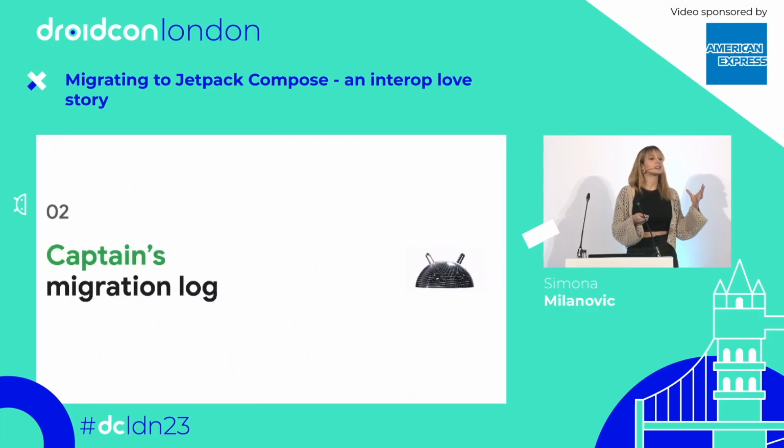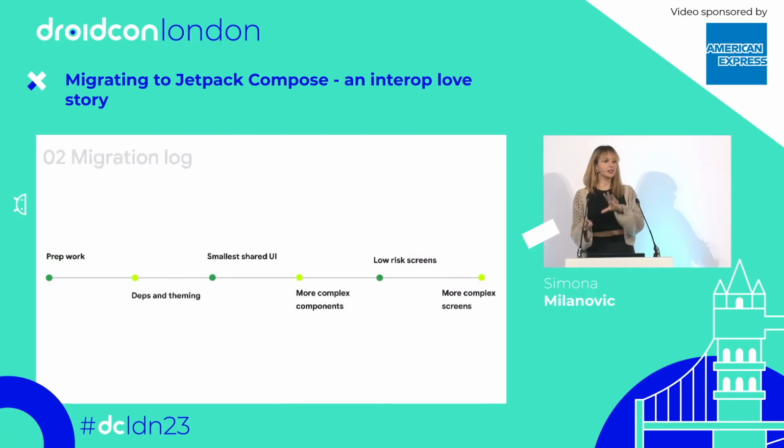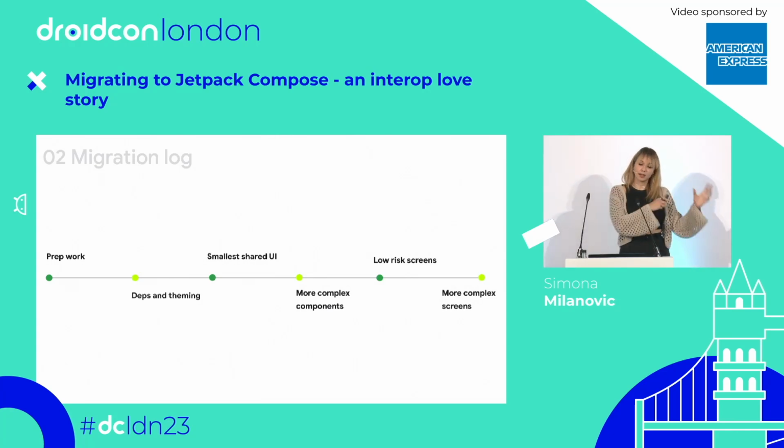So how does a holistic migration process look like? Let's break this down into smaller tasks. We'll first go through some prep work, setting up the dependencies and theming. Then we'll move on to the migration of the smallest elements first, and then to some of the more complex ones, followed by the migration of low-risk screens, and then moving again to some more complex ones.